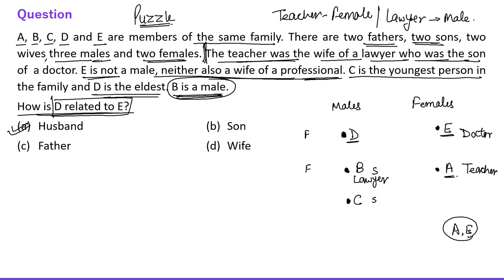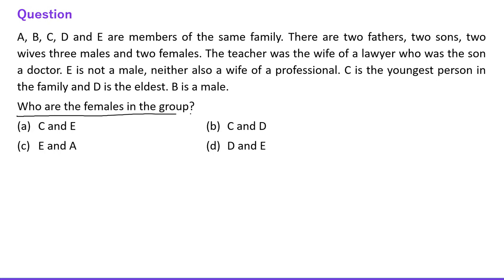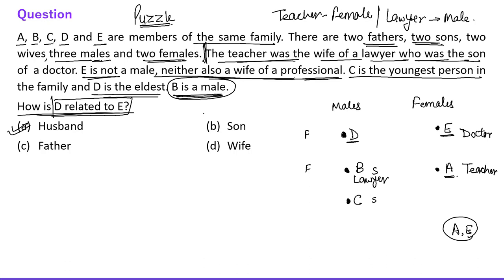So next question is saying, who are females in the group? So females are obviously E, A, right? E, A are females. Again, I'm showing you the figure. Females are E, A, right? Okay, so C option is the correct one. Next question.